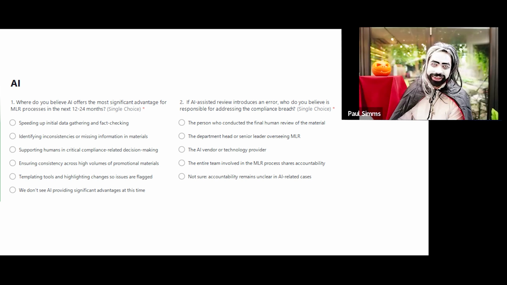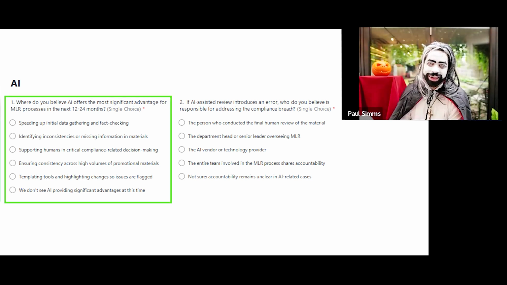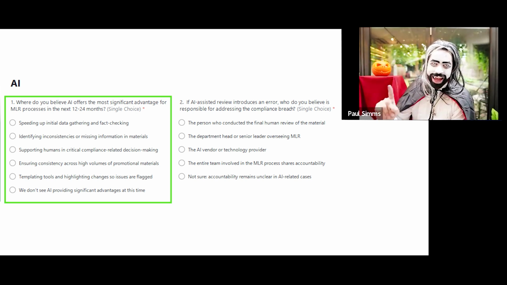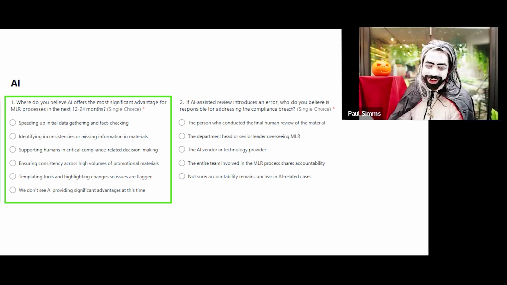So let's just start again with our audience, and what you'll see in a second is a poll. It's actually another two-parter on AI coming up. Where do you believe AI offers the most significant advantage for MLR processes in the next 12 to 24 months? And of course, you're going to want to tick every single one, but I'm evil and it's Halloween, so you're only going to be able to choose one.